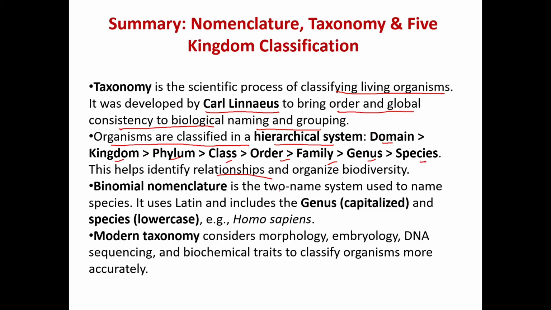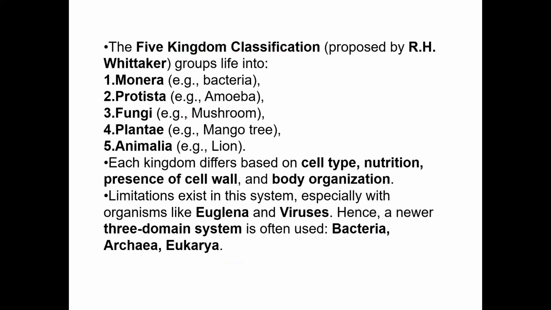Binomial nomenclature is two name system, yes, given by the scientist Carolus Linnaeus. Every scientific name written in Latin language, first letter is genus, written in capitalized. Second one represents species, written in lowercase, like Homo sapiens. Modern taxonomy considers morphology, embryology, DNA sequencing, biochemical trait to classify organisms more accurately.